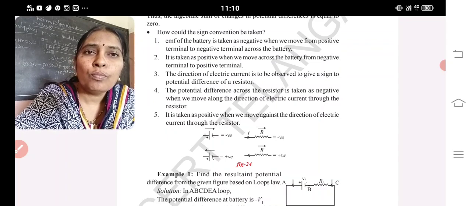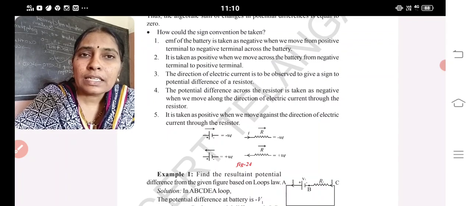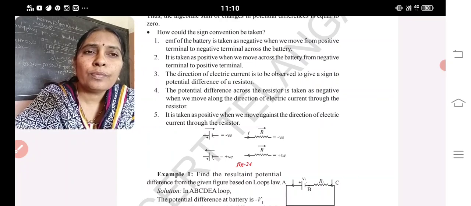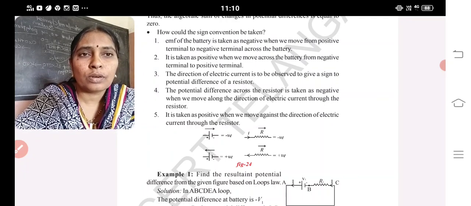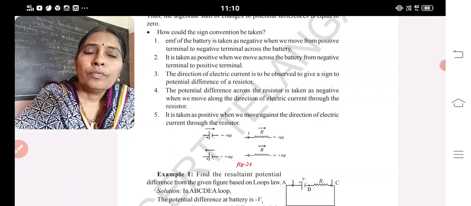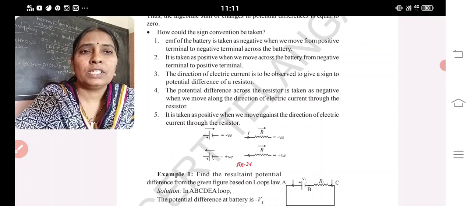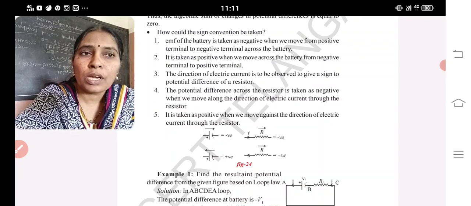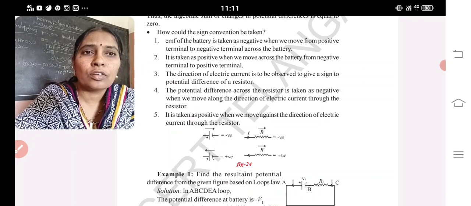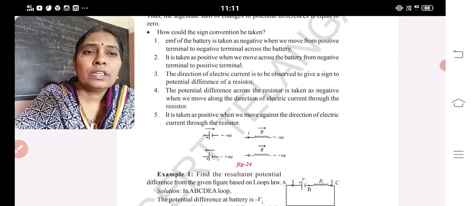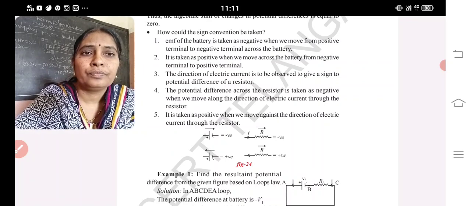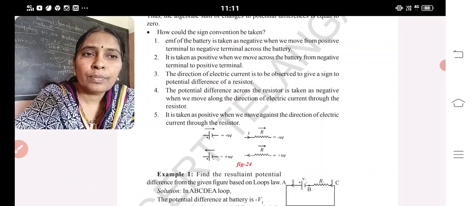The EMF, electromotive force, of a battery is taken negative when we move from the positive terminal to the negative terminal. And it is taken positive when it moves from the negative terminal to the positive terminal. And the direction of current is to be observed to give a sign to the potential across the resistor. The potential across the resistor is taken negative when we are moving in the direction of electric current through the resistor. It is taken positive when we move against the direction of electric current through the resistor.